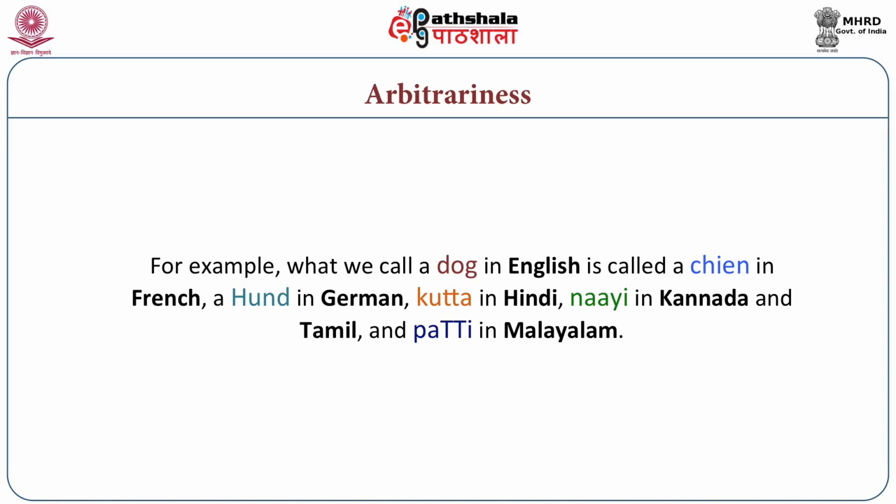So I've given you examples. So the word dog in English refers to what you recognize as a dog. But in French, this same object is called chien, excuse my pronunciation. In German, it's called Hund. In Hindi, it is called Kutta. In Kannada and Tamil, it is called Nai. And in Malayalam, it is called Patti.